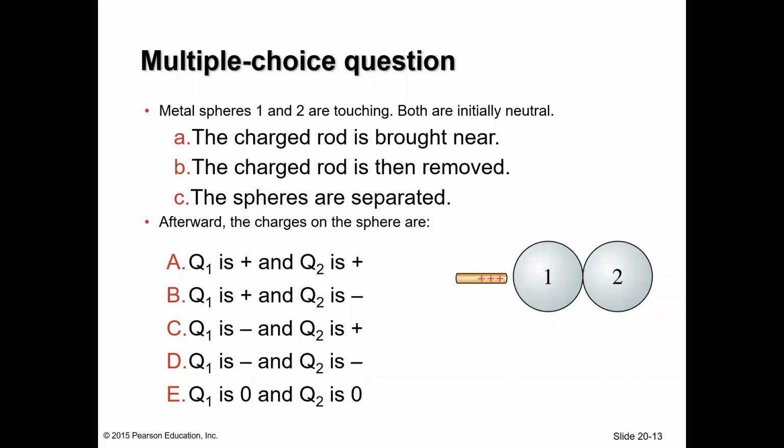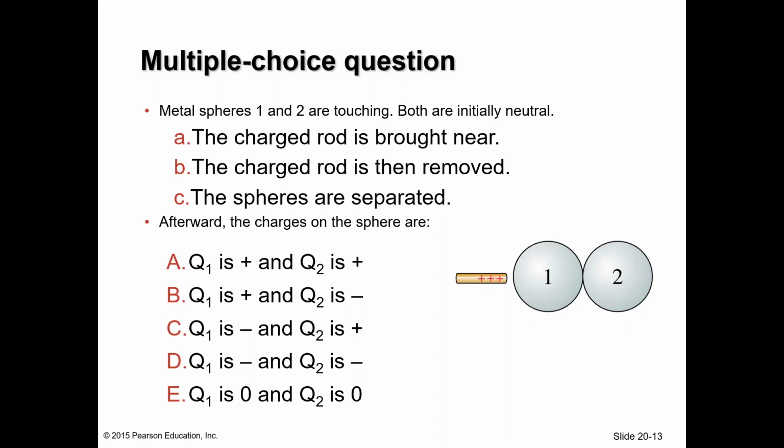So you bring the charged rod near the balls, and the charged rod is then removed, and the spheres are separated. A, B, C, D, E, C. Again, think twice when you answer.